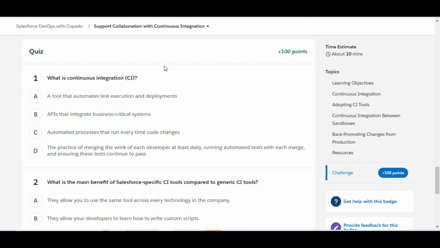What is Continuous Integration? A tool that automates test execution and deployments. This is false. APIs that integrate business critical systems. This is also false. Automated processes that run every time code changes. This is also false. The practice of merging the work of each developer at least daily, running automated tests with each merge, and ensuring these tests continue to pass. So yes, D is the right answer for the first question.